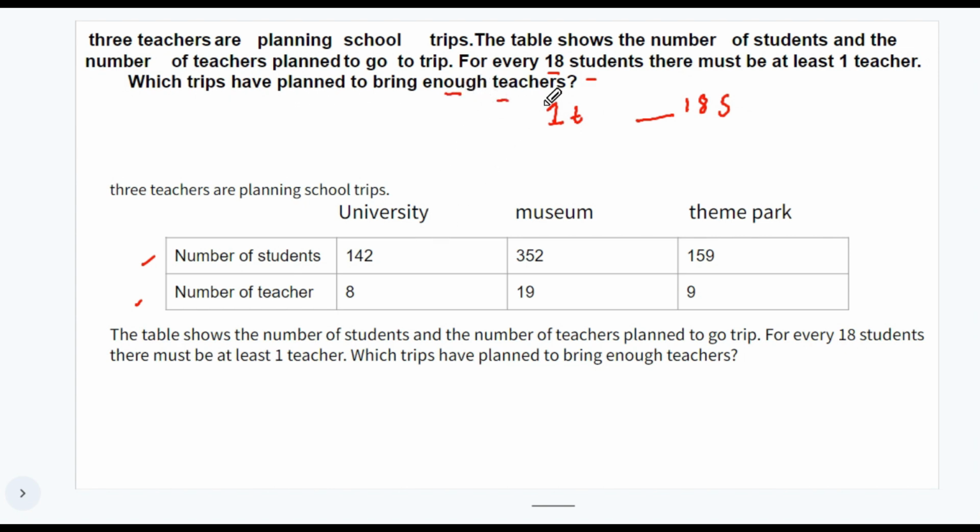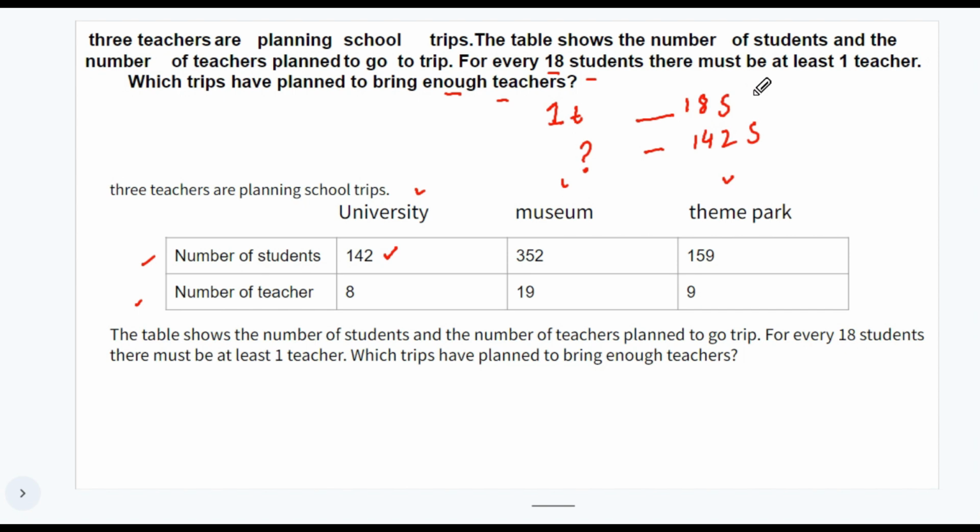So what do we need to find? We need to find which trip, university, museum or theme park, has enough teachers. So look here, we have the number of students equal to 142. For one teacher, she can have 18 students. For 142 students, how many teachers do we need? We need to find it.